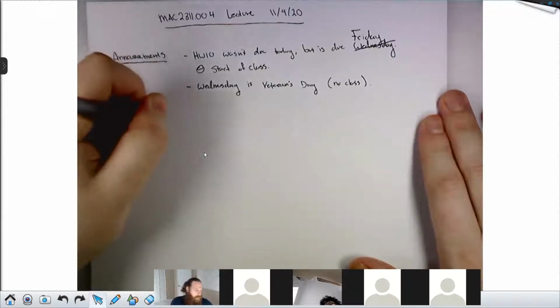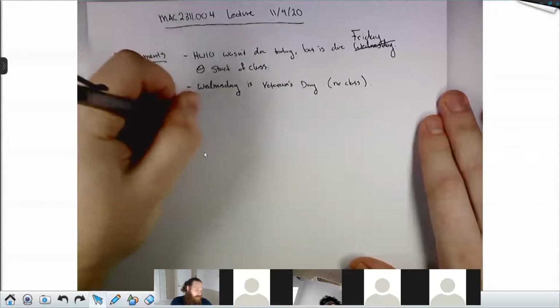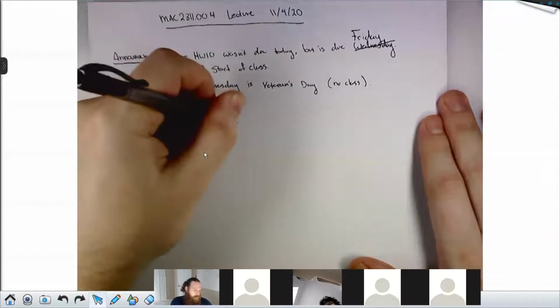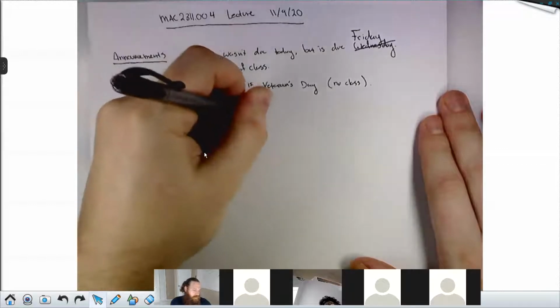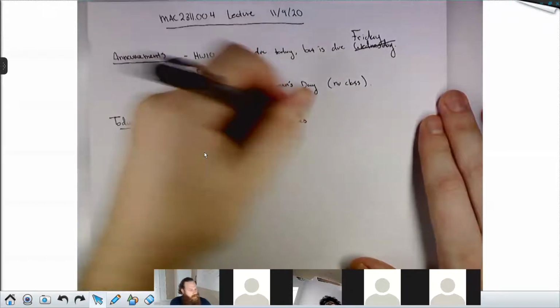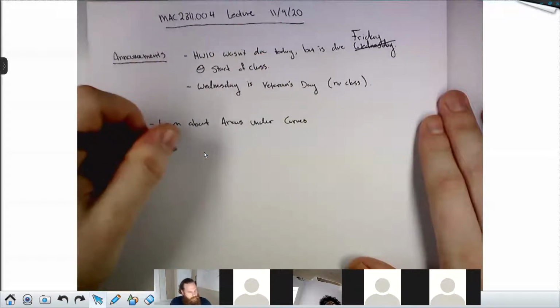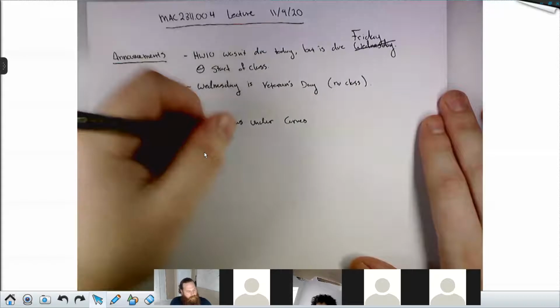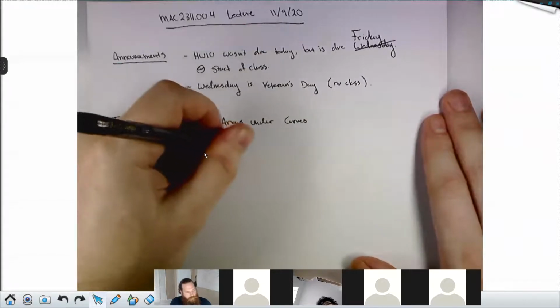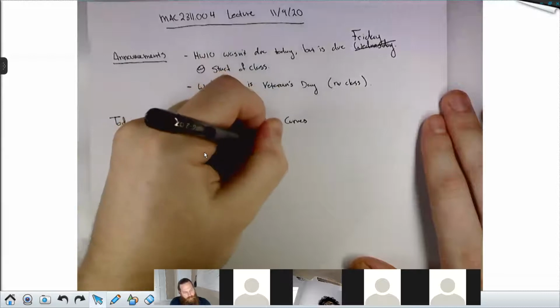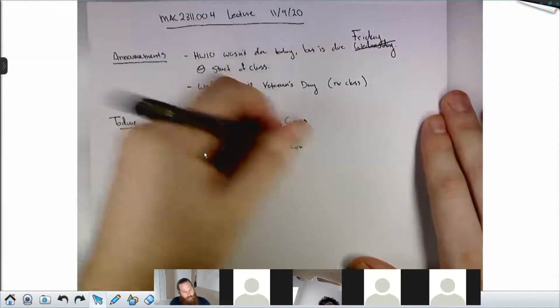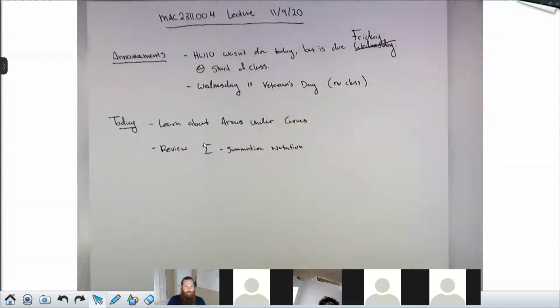Today, we're going to learn about areas under curves. And we're going to review capital sigma summation notation. In a perfect world, I could trust that everybody knows what this symbol is, knows what it means, knows how to use it, but it's not a perfect world. And that may not be your fault. That might have something to do with who taught your pre-calc class. So that's the plan.